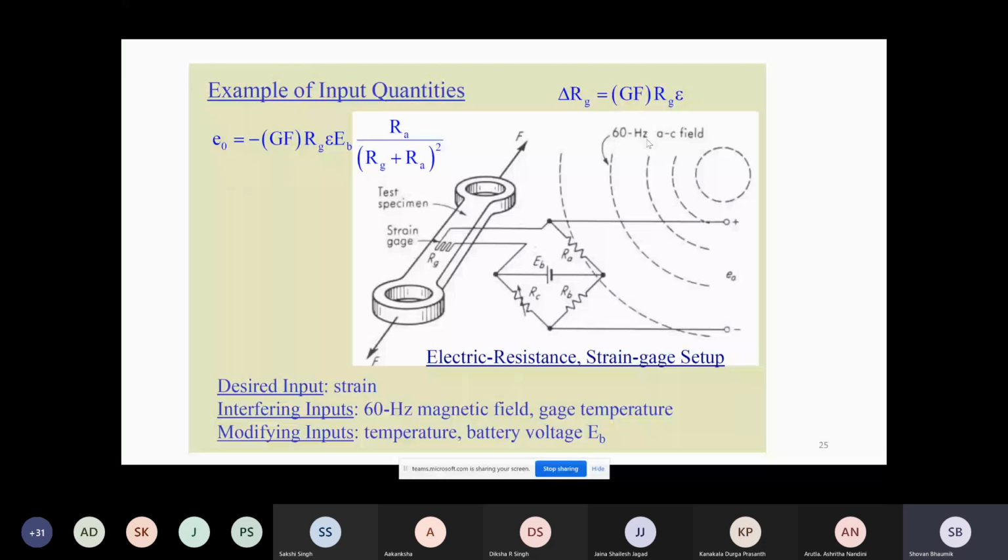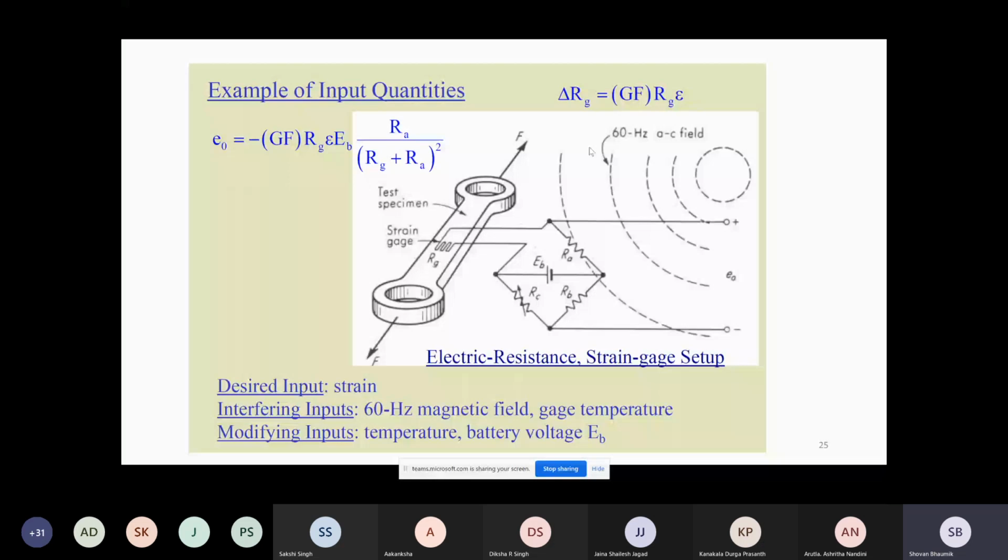Now see the gauge factor GF, which is supposed to be a constant, but it is not. It is a function of temperature. Suppose you are measuring some strain and the temperature changes; then the gauge factor also changes, which means your strain measurement will be erroneous. Now come to the modifying input. Temperature is the modifying input, because if the temperature changes, the resistance of the strain gauge will change and it will give an erroneous result.